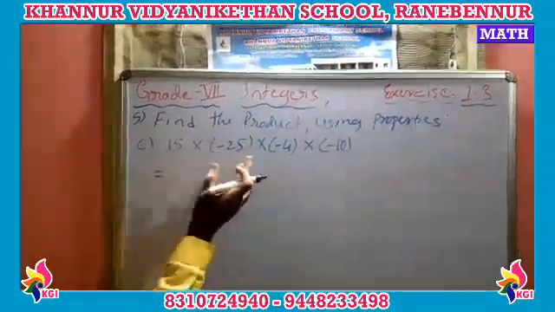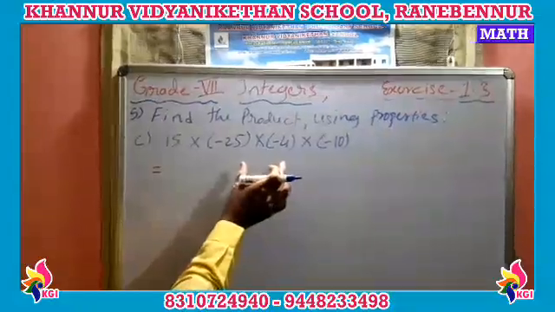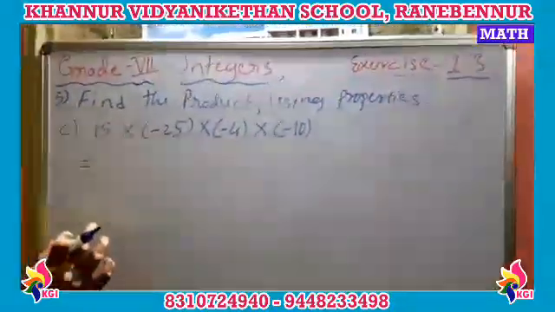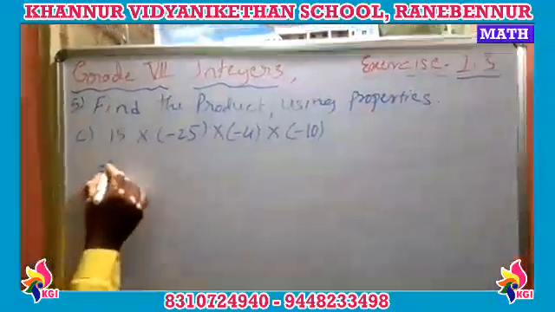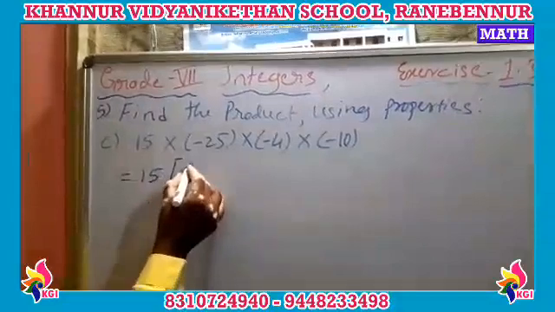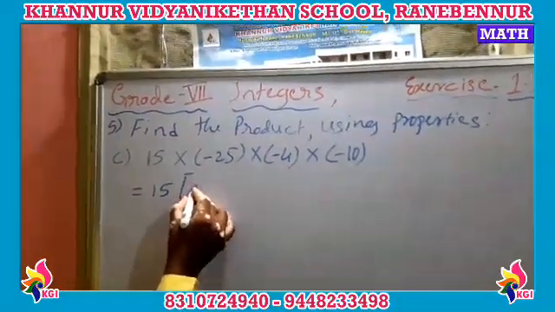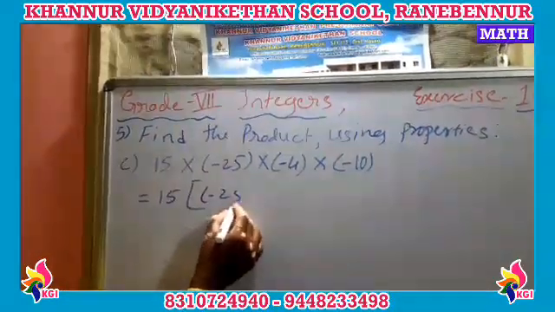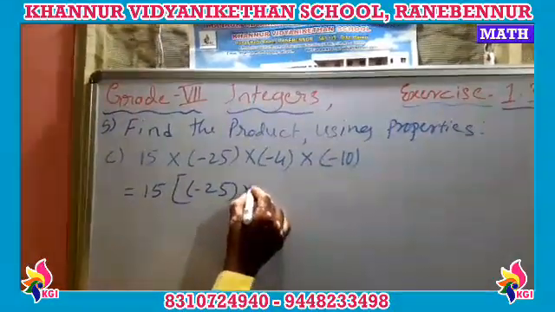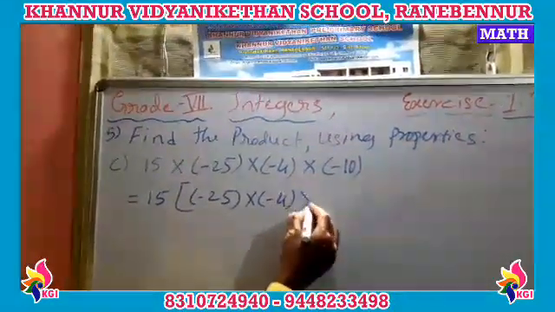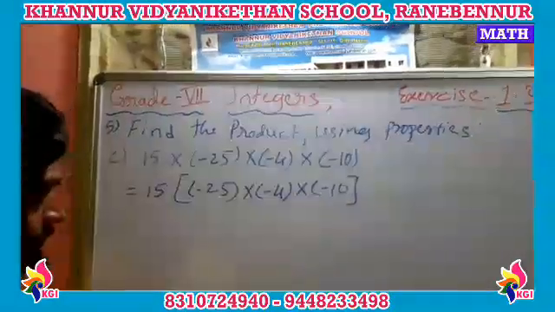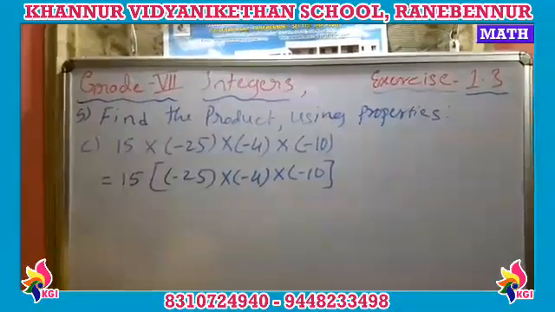5 fives are 25, it is getting as odd. So if I make it 25 with 15, I take 15 outside. Inside, we take minus 25 as it is, then next I take minus 4 as it is, and the next minus 10 also as it is. I make this as one group.